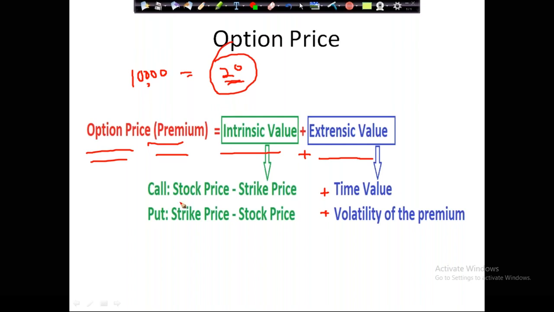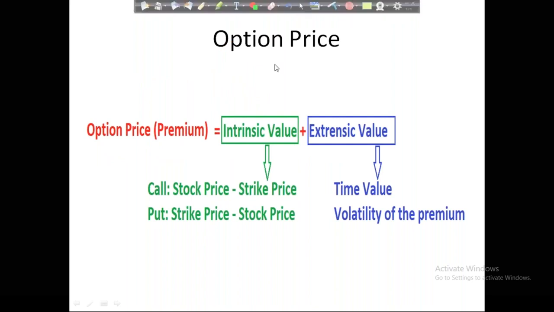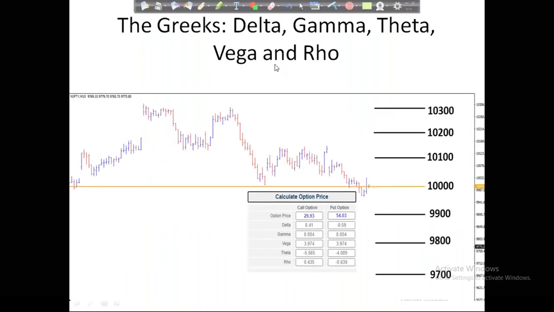For the call option: stock price minus strike price plus time value plus volatility. So whatever result comes from the intrinsic value, that is called the option price. They determine it. No need to calculate it yourself. They calculate it themselves. All right, I think we have already completed our session. I hope you understand the basics for today.